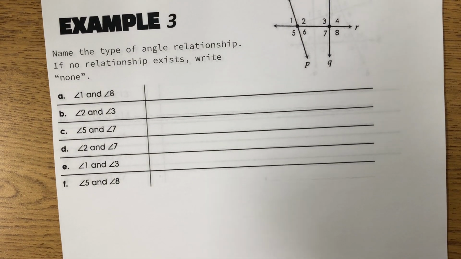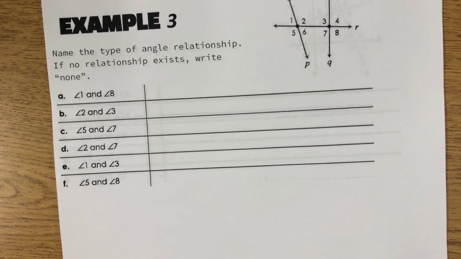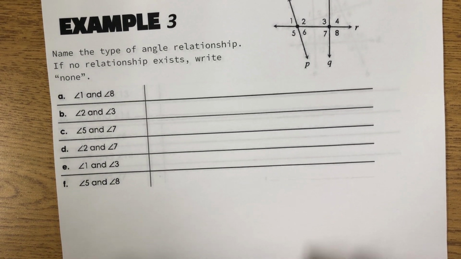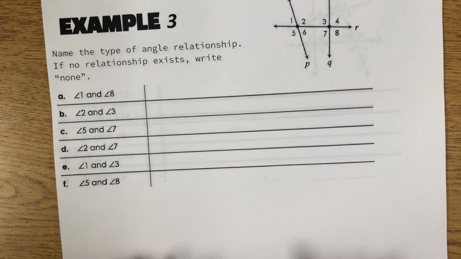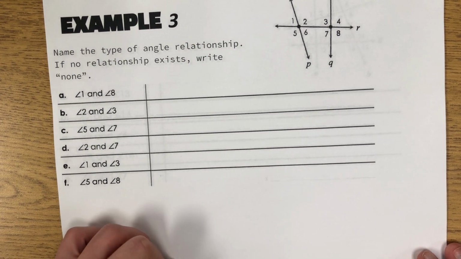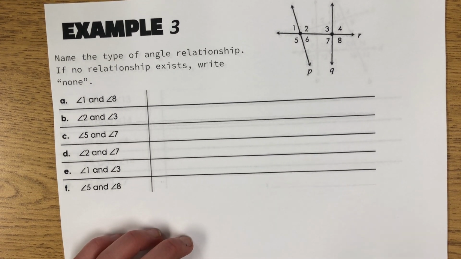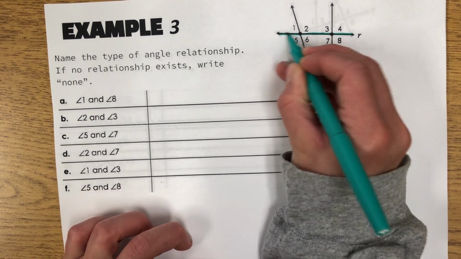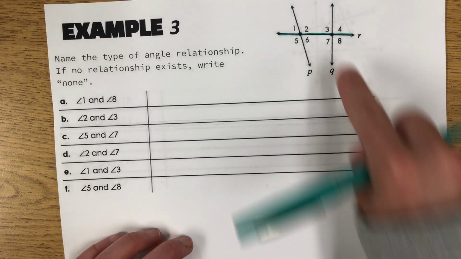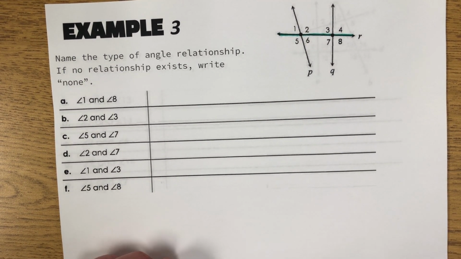All right, so let's go ahead and look at example 3. Let's try to label all of these. We're gonna name the type of angle relationship, and if no relationship exists, we're just gonna write none. So let's go ahead and look at this. So we are actually looking at 3 different lines and 8 different angles. So let's identify the transversal. Well, in this case, the transversal is labeled with an R. So this is our transversal here because it intersects both lines. And we have created 8 angles.